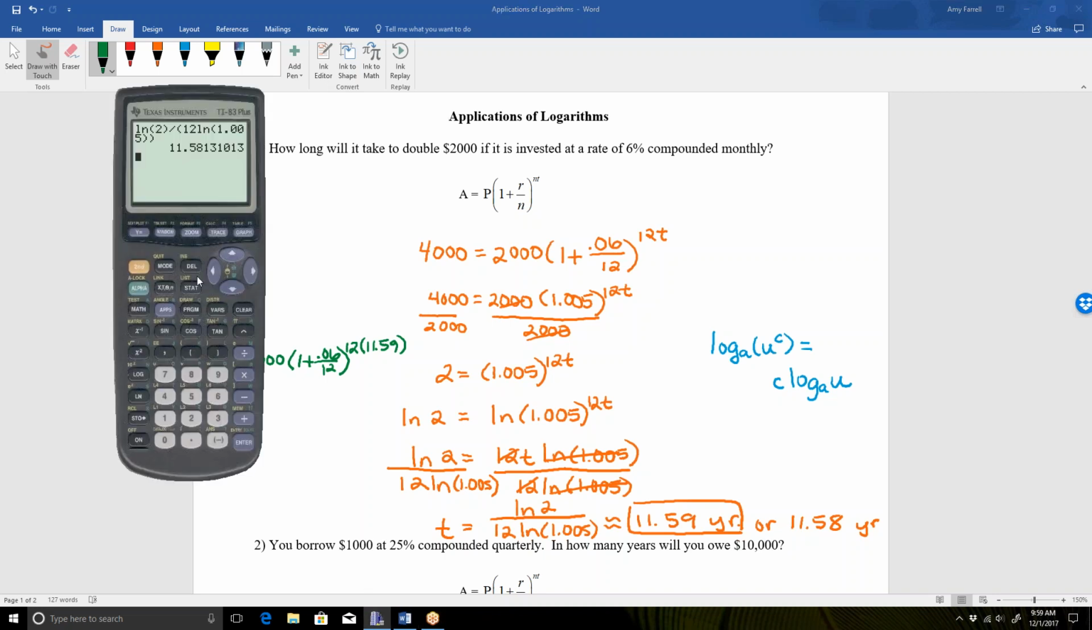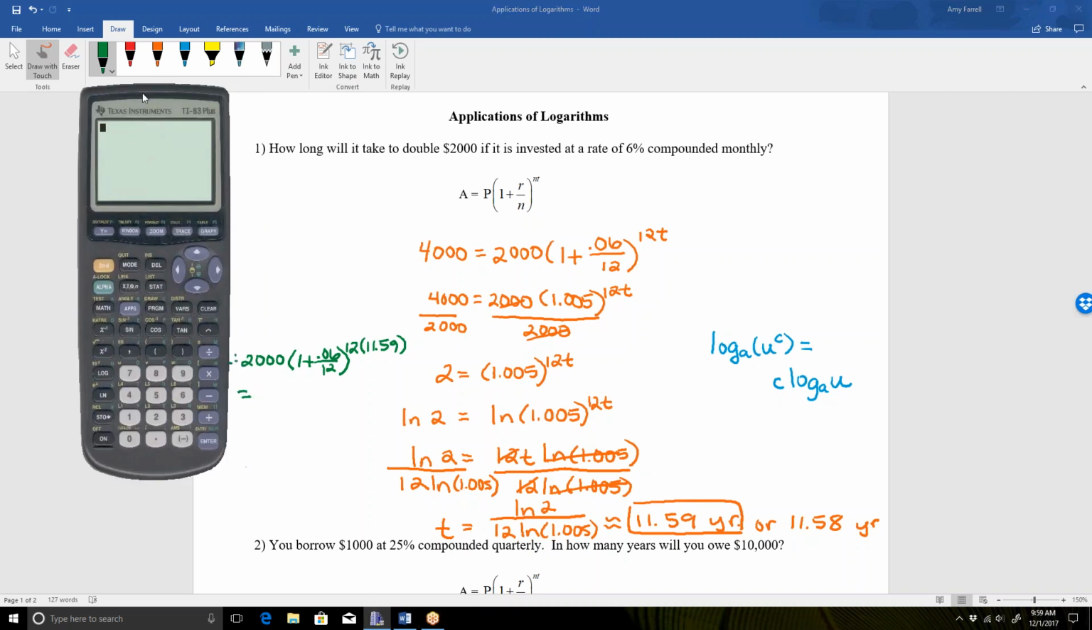So I'm going to type this into my calculator here. So I'm going to start with 2,000. Then I know that inside the parentheses here is 1.005. So let me just type that in. And then I'm going to raise it to the power. So I'm going to take 12 times 11.59. Once again, notice I put that exponent in parentheses. You need to do that. Otherwise, your calculator is going to follow order of operations, and it won't give you the correct answer.